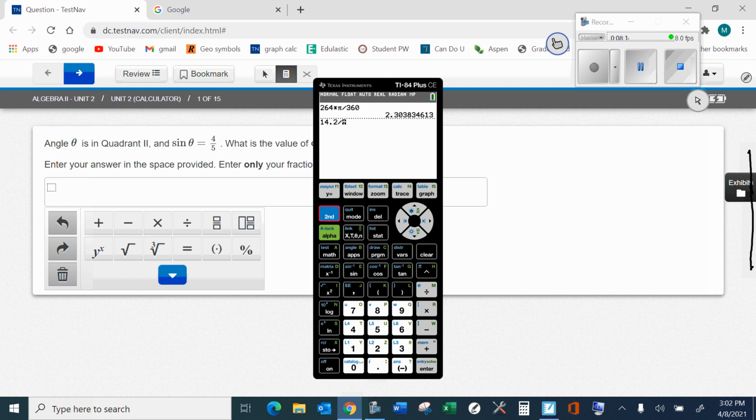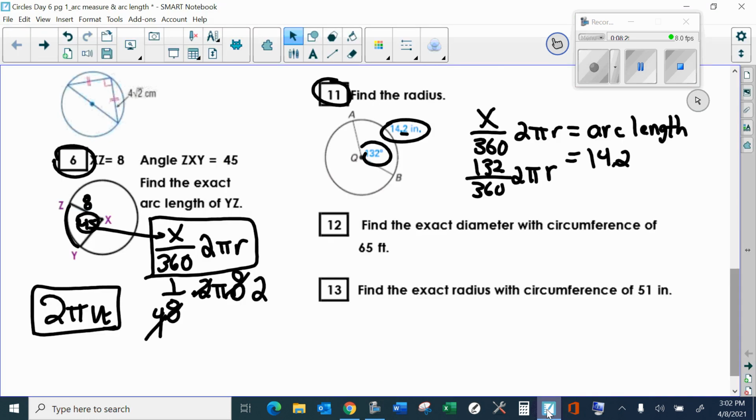So 14.2 divided by answer, second negative sign, gives me answer. That means the answer above, 2.3, etc. And that gives me 6.16. We're going to round to the nearest 10th, as we said. So 6.2 is the radius. So radius is approximately 6.2 inches. Units are inches. Don't forget units.